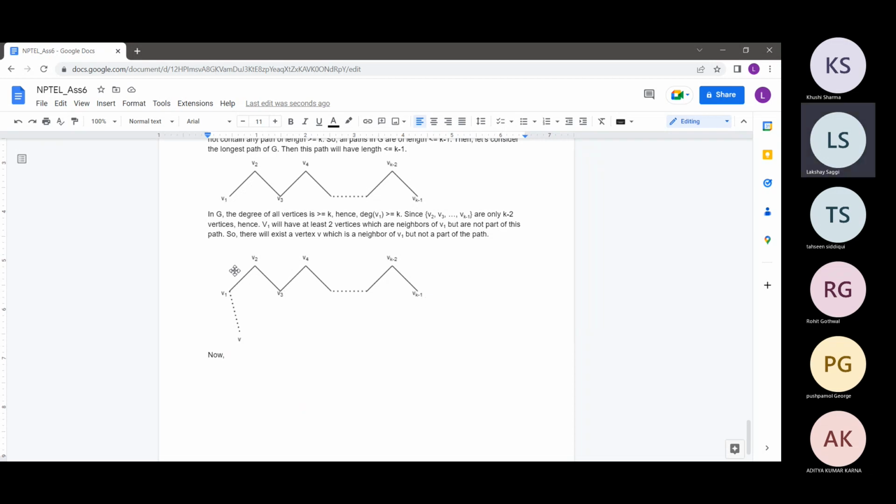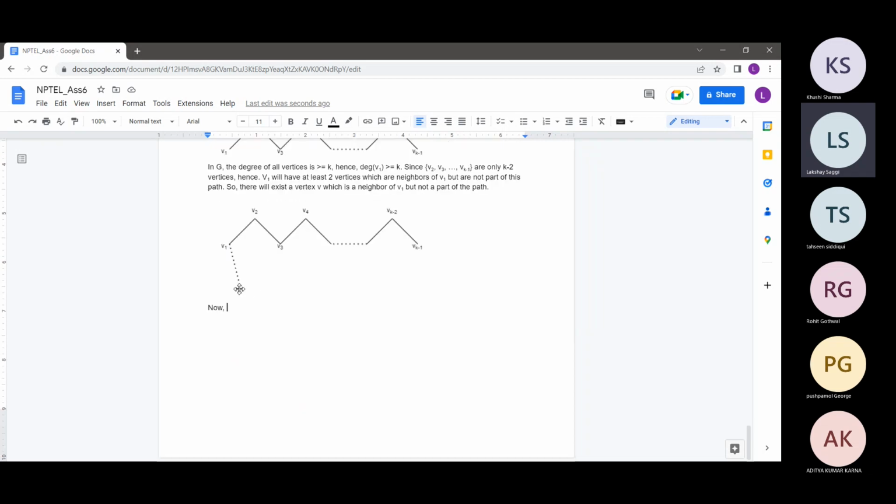Right. Now, what I'm claiming is that there is also a vertex V, which is not a part of this path, but is a neighbor of V1. So now I can instead have a path which starts from V. There can be a path V, V1, V2, V3, V4 up to Vk minus 1. If the length of the original path was K minus 2, then the length of this path which starts from V will be K minus 1, as this path now contains an additional edge from V to V1 and the remaining edges stay the same. Right, guys? I hope I'm making sense.